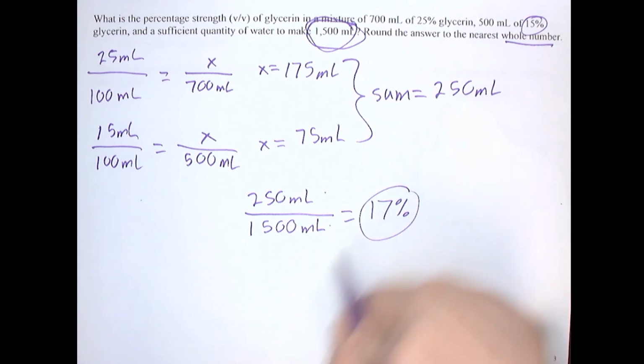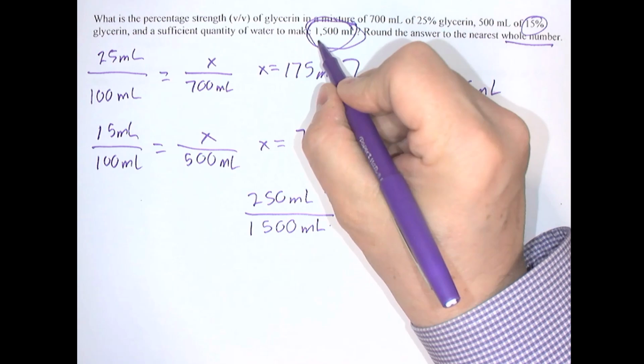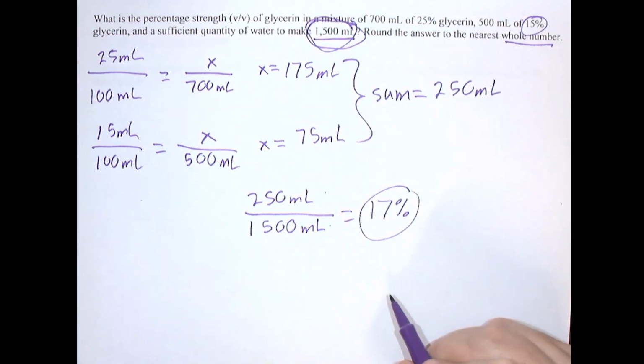And again, this example is different from the previous two examples because right off the bat, they tell us what the total quantity of the final product will be.